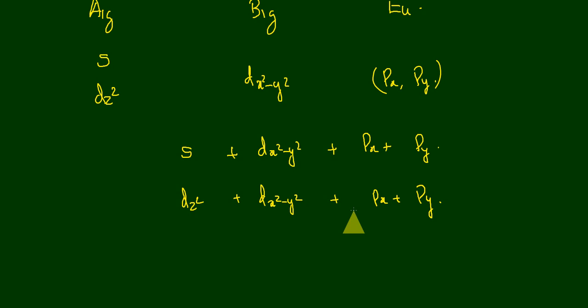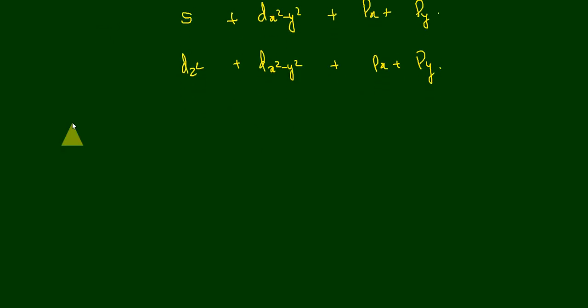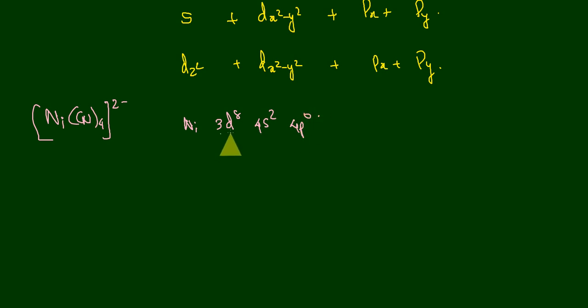So we can check the possibility in Ni(CN)4 2 minus, that is a square planar complex. Let us check what happens there. In this complex, nickel is the central atom. The atomic number of nickel is 28. Therefore, its configuration is 3d8, 4s2, then 4p0. This is the electronic configuration of nickel in the zero oxidation state.